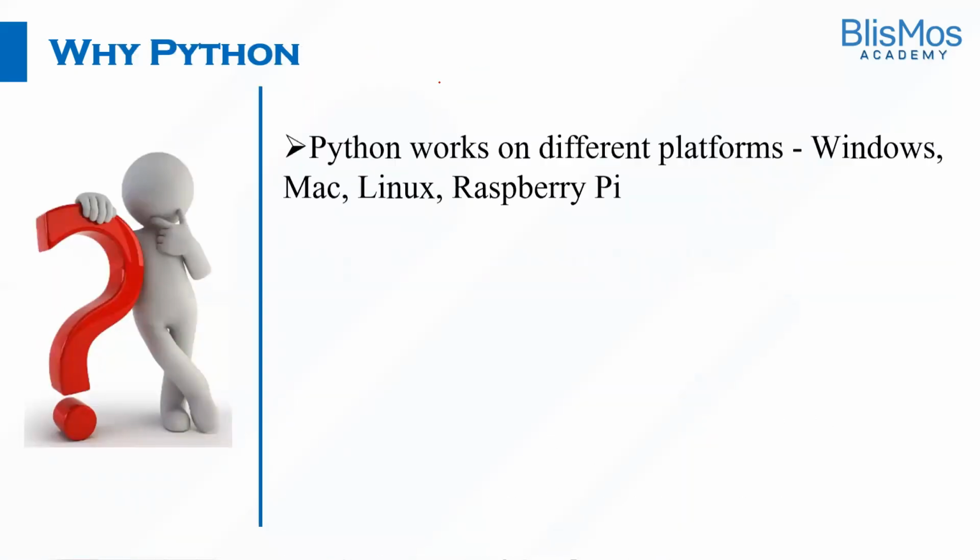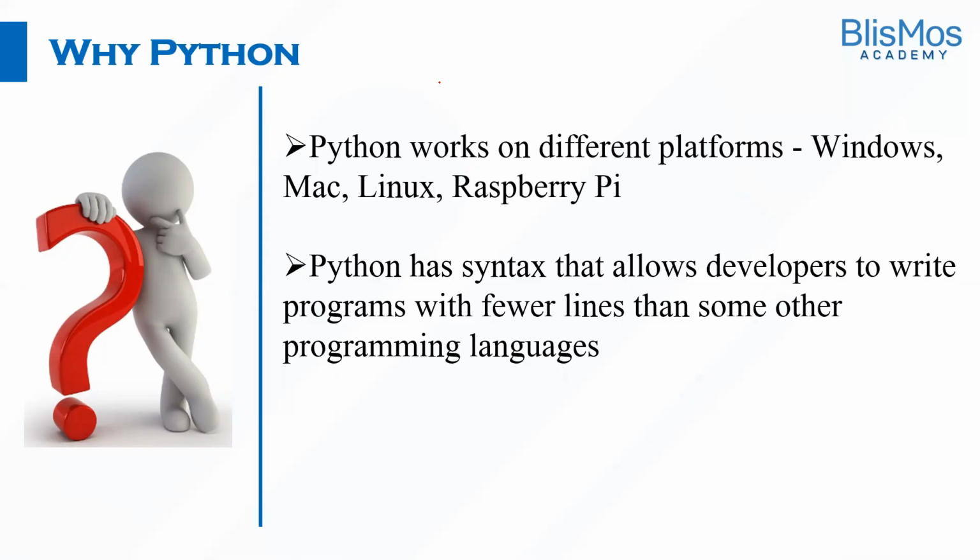So why do we need Python? Why do we need to prefer Python over any other programming language? That is because, in addition to whatever we have discussed so far, Python can work on different platforms like Windows, Macintosh, Linux, even including the Raspberry Pi. Python syntax allows developers to write programs with fewer lines as compared to other programming languages like C, C++, or Java. So it is easy to understand, easy to write, and we can accomplish more by writing fewer lines of code.